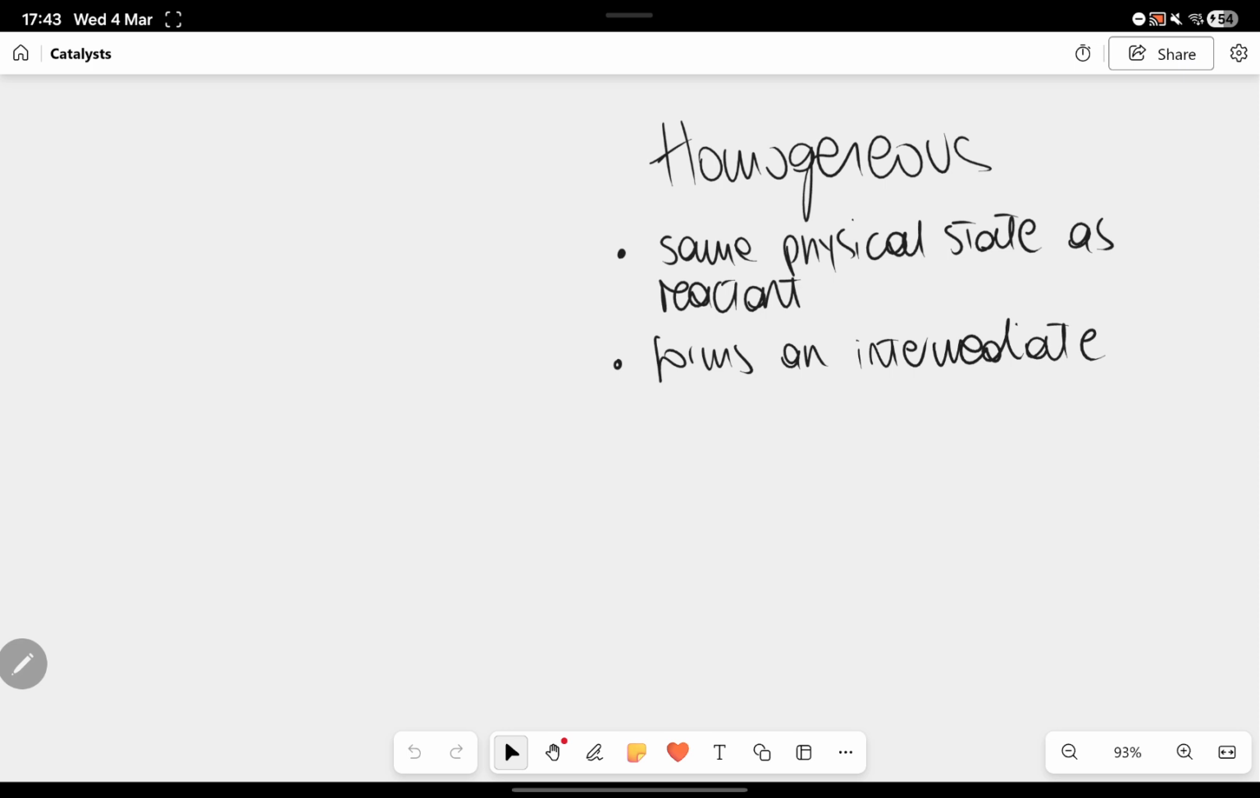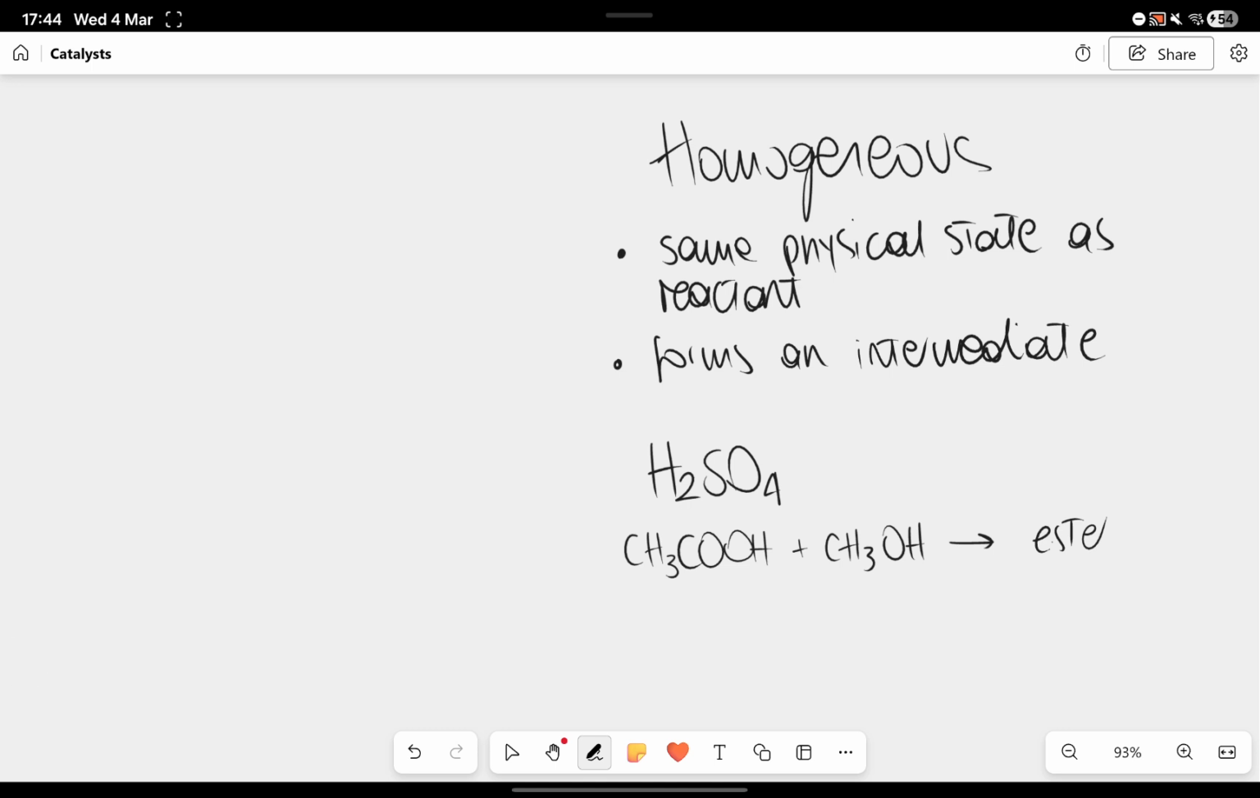Homogeneous catalysts, they form an intermediate. And here on top of your head, what is an example of homogeneous catalyst that you have seen before? Maybe in organic chemistry. Acid H2SO4 is a very common catalyst that we see in organic chemistry. For example, the reaction between carboxylic acids and alcohols to form esters. Remember, here the H+ is a homogeneous catalyst, and like the reactant and product, it's in its aqueous phase.